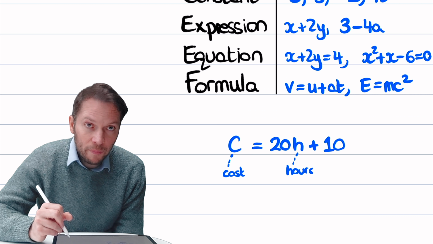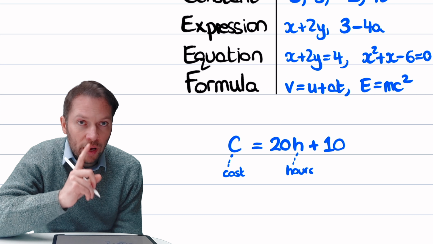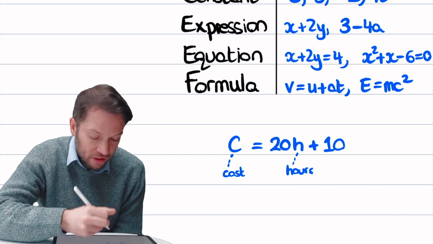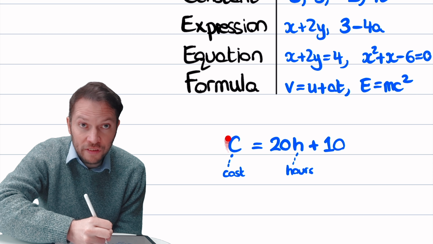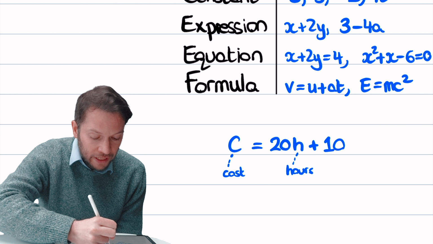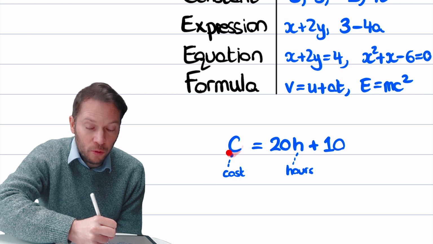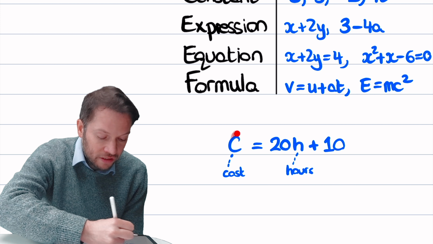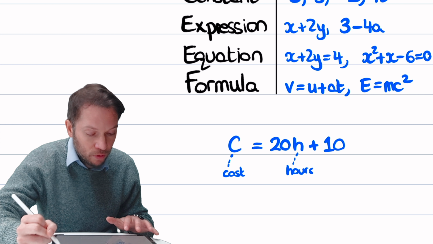And this is a formula because it allows us to work out a particular quantity, just one quantity. So it allows us to work out the cost in this case. I can work out the cost based on other stuff. So that's why it's convenient to have the C on its own on one side of the equation, because I can work out the cost based on other things. That's why we call it a formula.